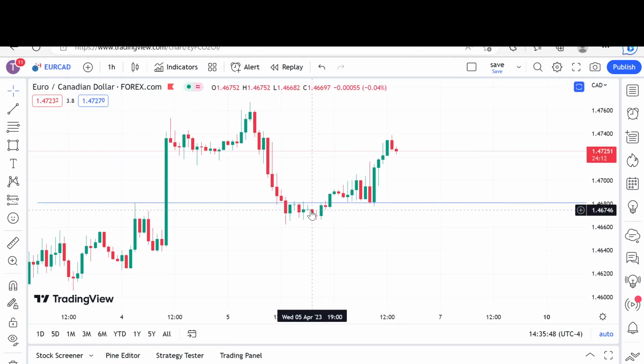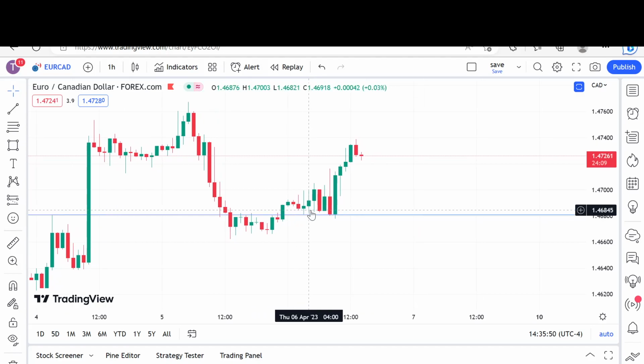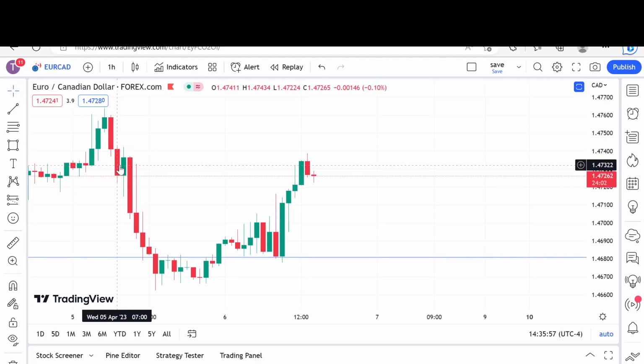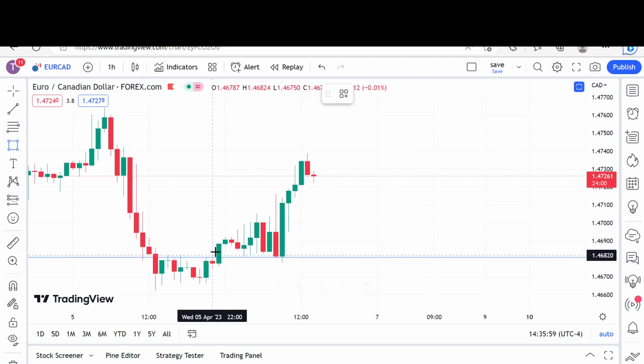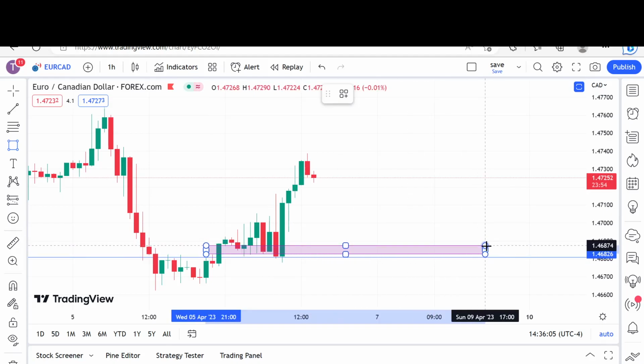When I say confirmation, what I mean is we want a lower time frame shift in market structure. We want a fair value gap on the lower time frame. And we actually have a couple. We have one right here. That's the more significant one. See this? We're going to note it. There is your fair value gap on the 1 hour chart.